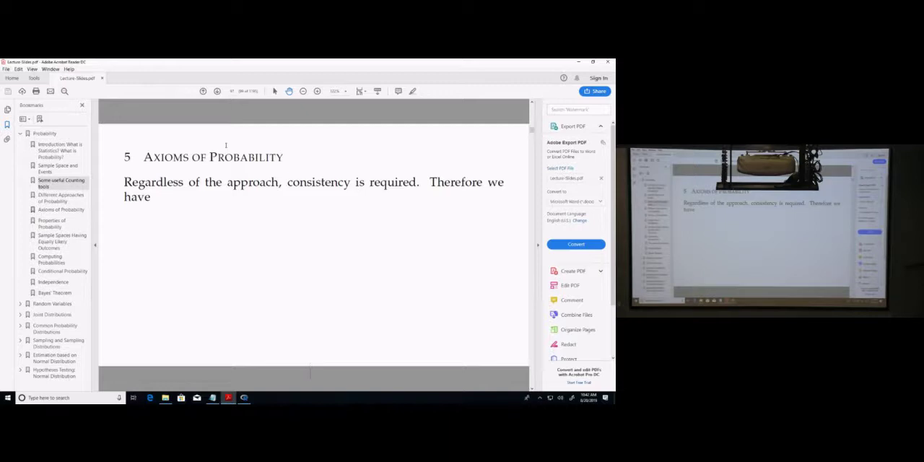In probability, we will have 3 rules. One of the big rules is consistency. For example, I say the probability that you lose is 70%. Then I can't say later on that the probability that you lose will be 30%. That would contradict my earlier statement. So this is the consistency that we want to impose.